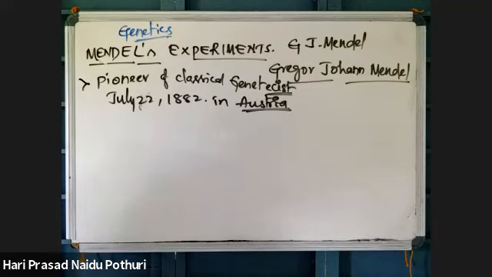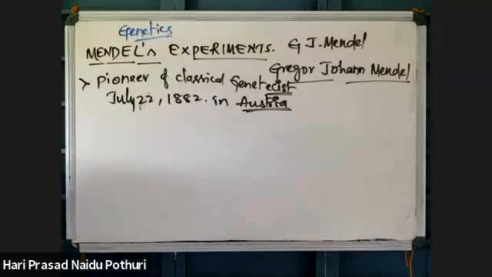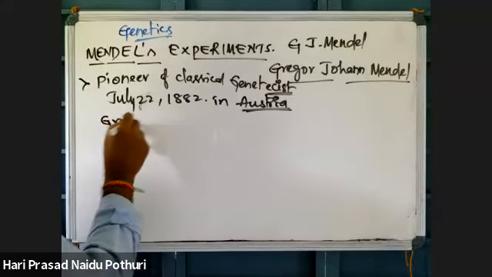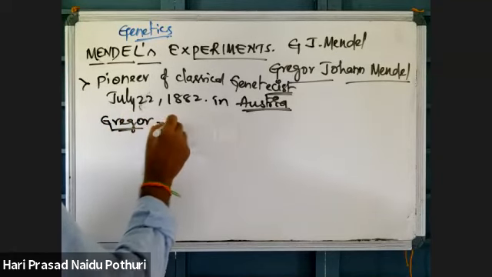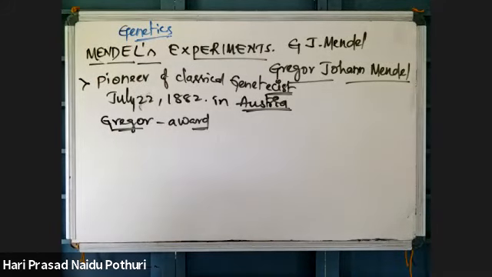And Mendel joined the Augustinian order at St. Thomas Monastery in Brno, and was given the name Gregor. The name Gregor is not his name. It is an award actually. He was allotted an award called Gregor. Okay, where? In St. Thomas Monastery.